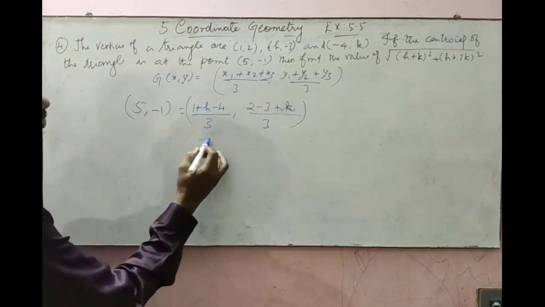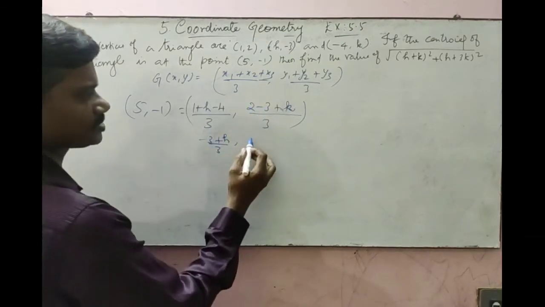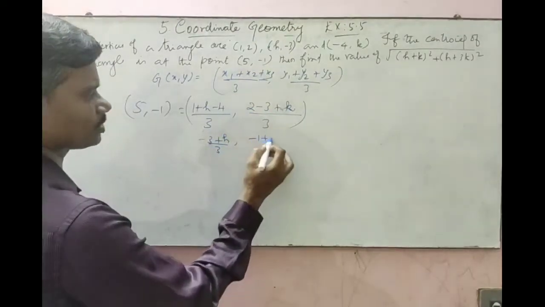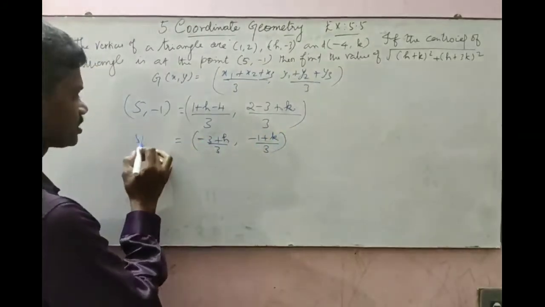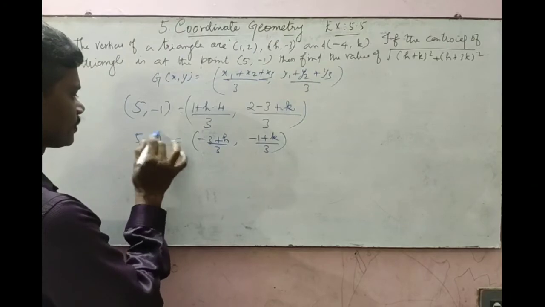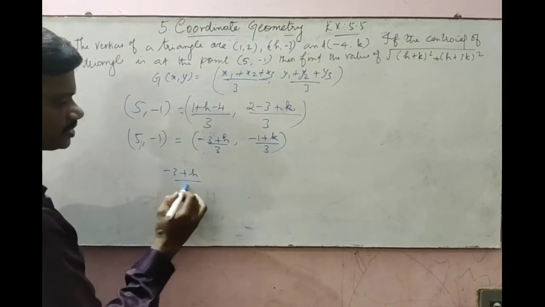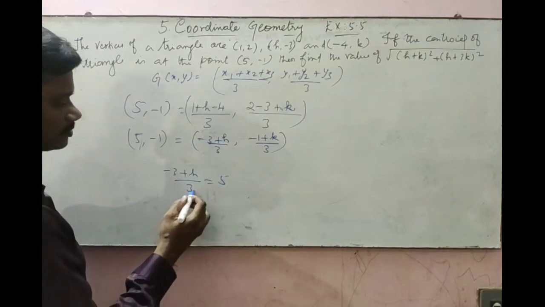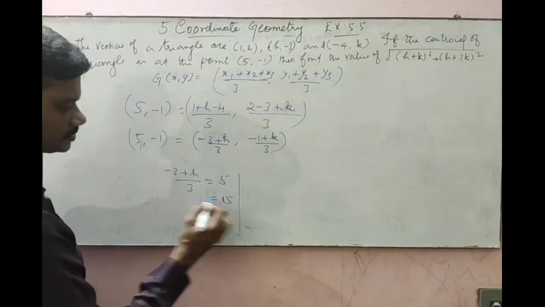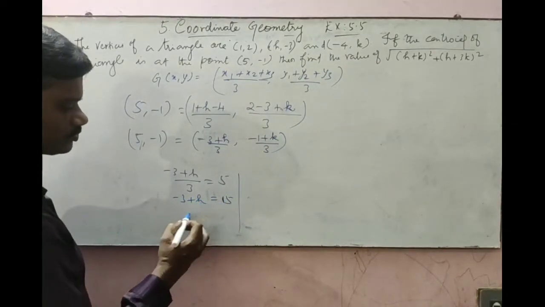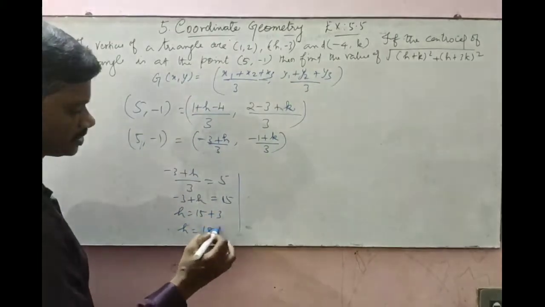1 minus 4 gives minus 3 plus h by 3. Here 2 minus 3 gives minus 1 plus k by 3. Now equate the coordinates of x and y. Here the coordinate of x is minus 3 plus h by 3 equal to 5. On simplifying this, if you cross multiply, you will get 15 here. Minus 3 plus h is equal to 15. H is equal to 15 plus 3. H is equal to 18.